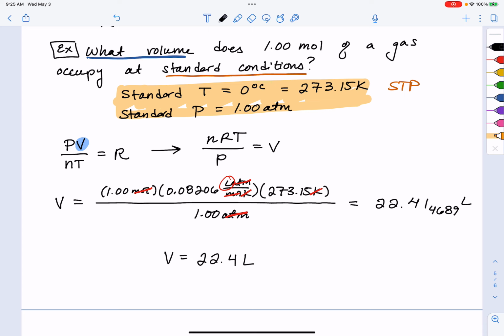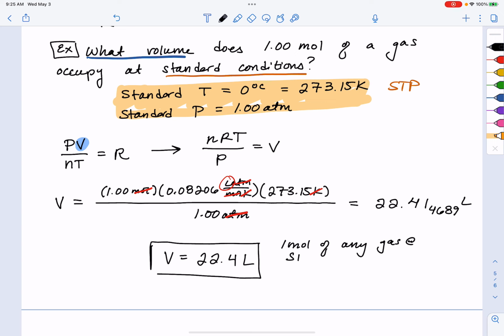And in fact, this is a good thing to know off the top of your head. 1 mole of any gas at standard temperature and pressure occupies around 22.4 liters of space. Okay, so that's an application of the ideal gas law.